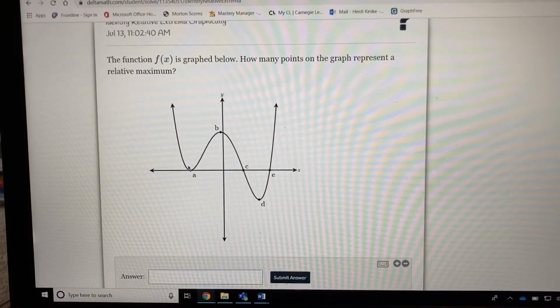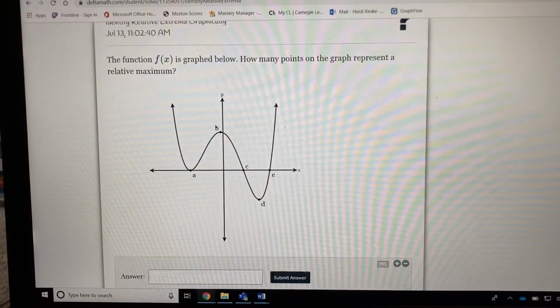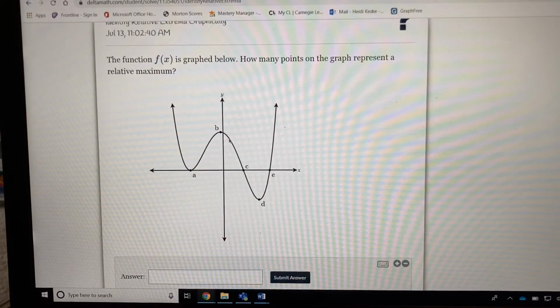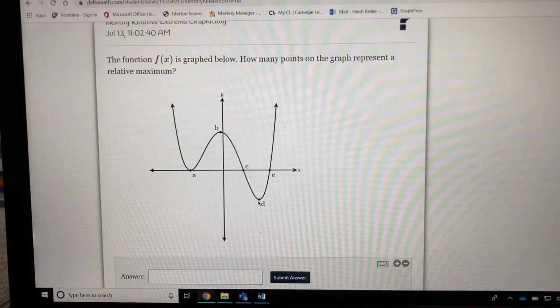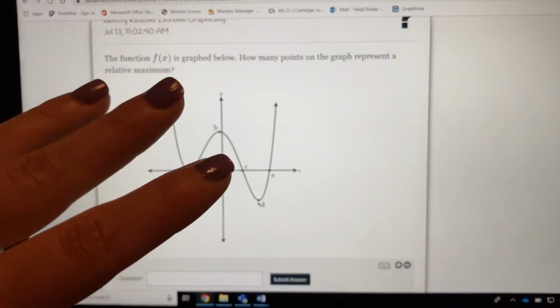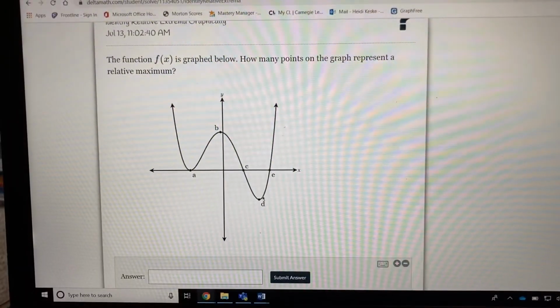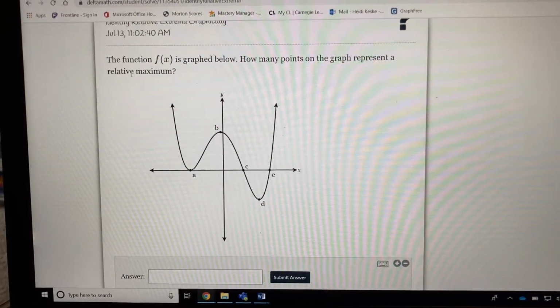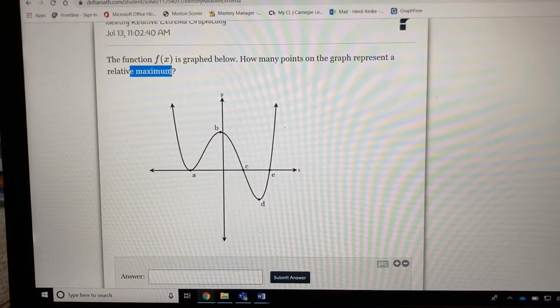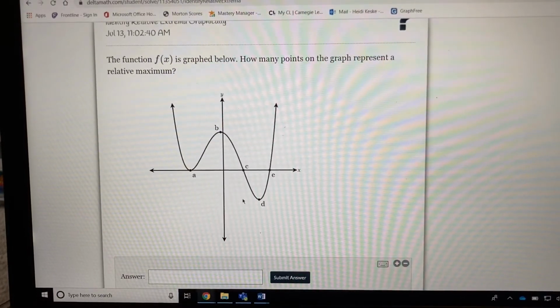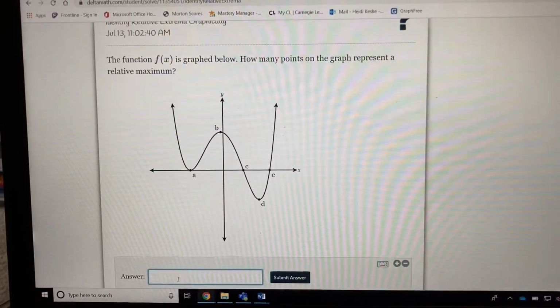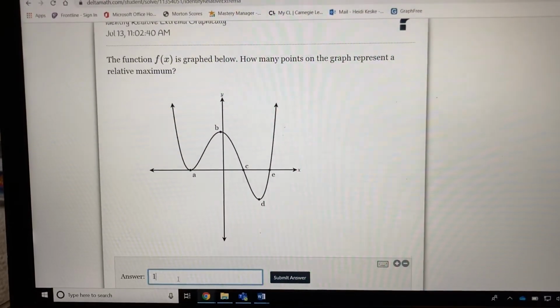So here point A is a local minimum, point B is a local maximum, point D is a local minimum. So this function has three relative extreme values. But the question only wants to know how many are maximums. So in this case, A and D are minimums. B is your only maximum. So it would be one relative maximum.